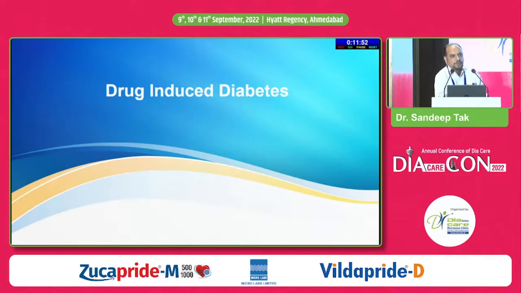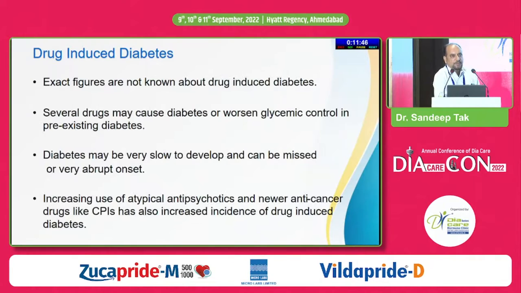Coming to the second important group, that is drug-induced diabetes. We don't exactly know what percent of people are suffering from drug-induced diabetes. There are several drugs which can cause diabetes or worsen the glycemic control if the person has pre-existing diabetes. This diabetes may be very slow to develop and can be missed, or it may be very abrupt and present with hyperglycemic emergencies. Now, there is increasing use of atypical antipsychotics, newer antipsychotics, and newer anti-cancer drugs are coming up, and they can also cause diabetes or hyperglycemia. We'll discuss briefly about them.